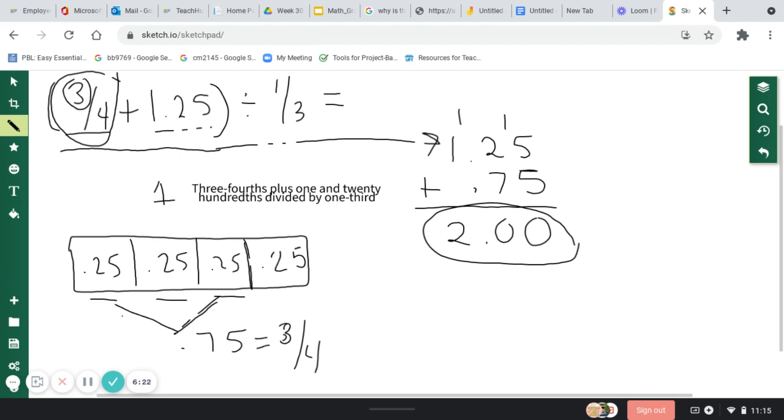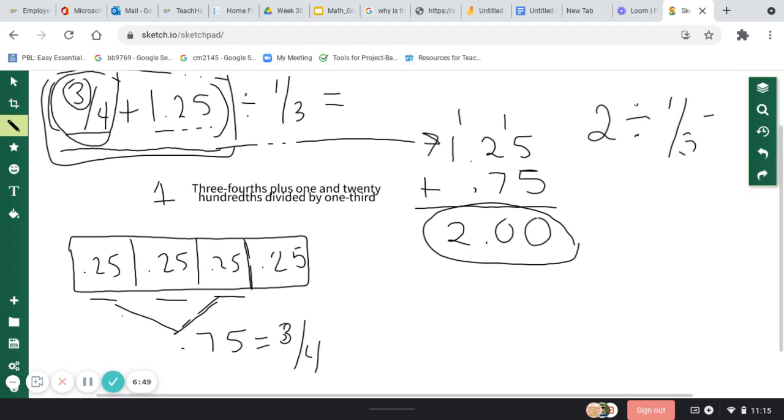Now we're not done. After we've completed what is inside of the parentheses, we're going to move to the outside. So we're going to take that amount that we received from calculating the parentheses, and now we have to divide it by 1/3. So 2 divided by 1/3 is equal to what?